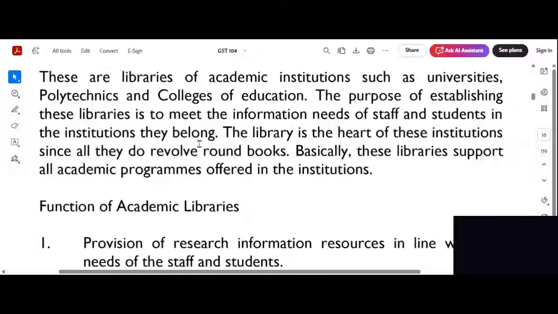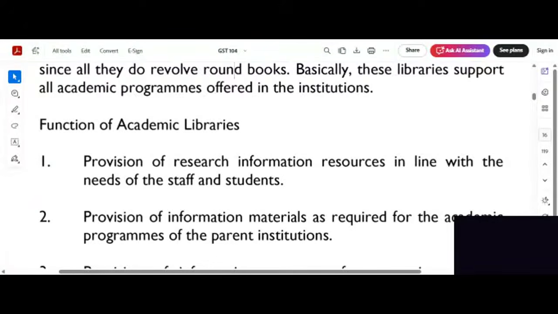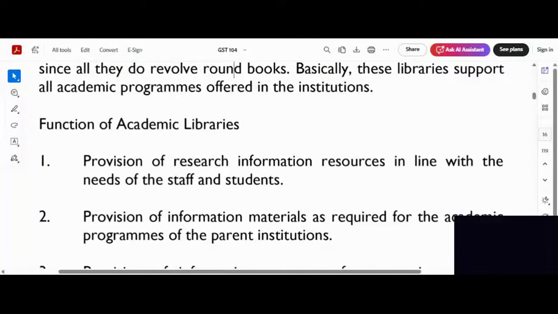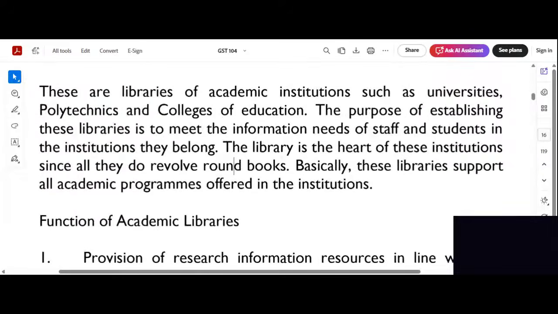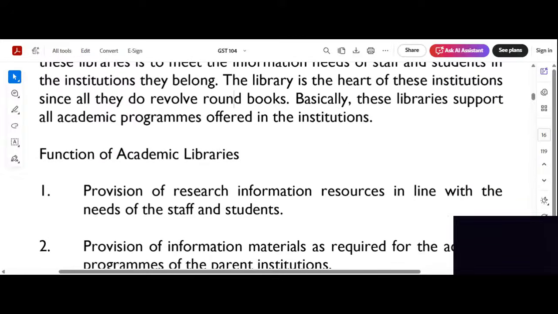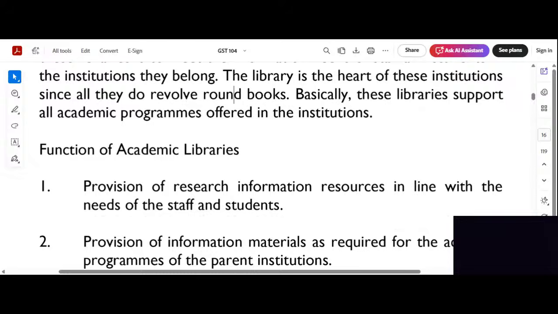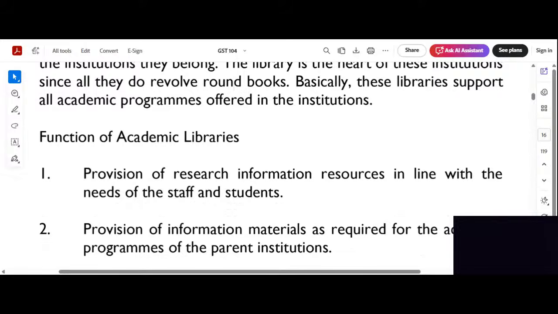What function do they serve in the school? Don't confuse it with school library. When we get to school library, those are different. You belong to an institution as a student of an institution. We can't primarily call it a school. So, what are the functions of academic libraries? Having known the meaning of library, that they are libraries that belong to institutions such as universities, polytechnics, and colleges of education, and the main purpose of establishing them in those institutions is to serve the information need of the staff and students of the institution they belong to. So what are their functions?